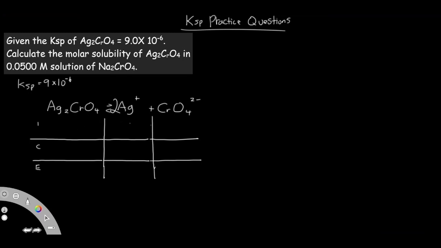Now, nothing else is written in the question about our initials, so all of these are just going to be 0. Of course, this is being consumed, so we have a negative x. And of course, these here are being produced, so we have a positive.